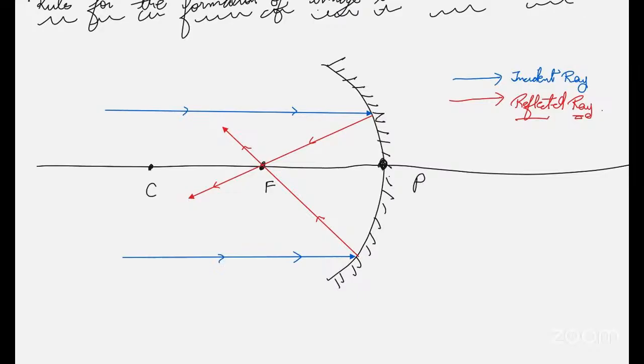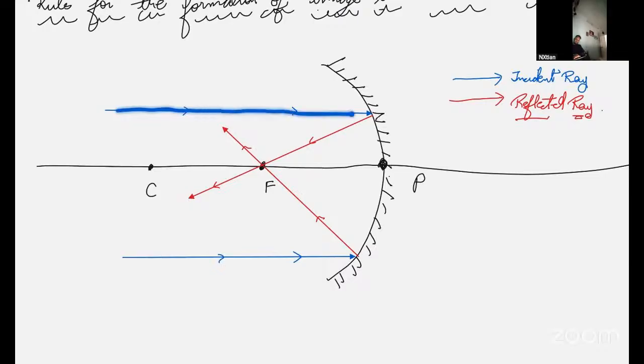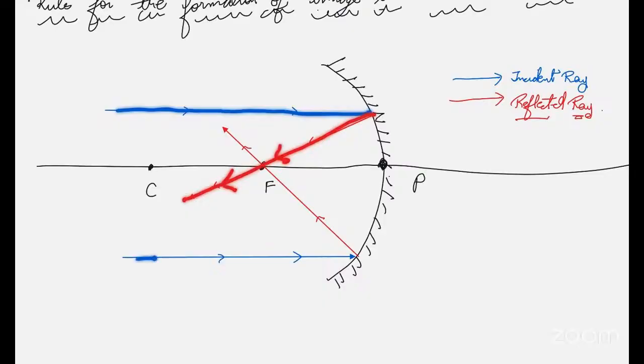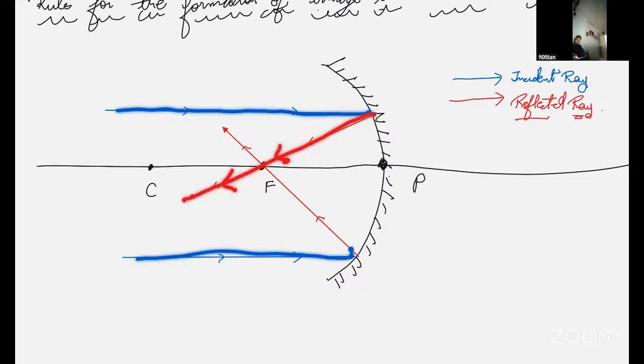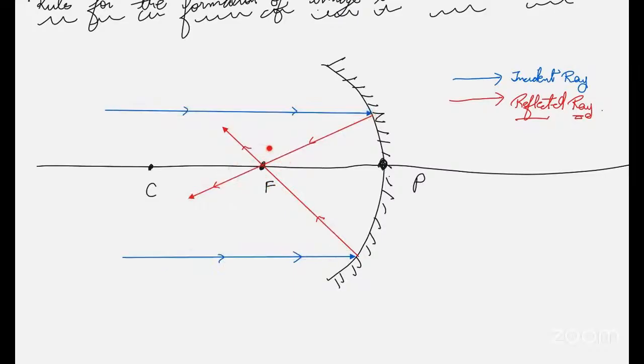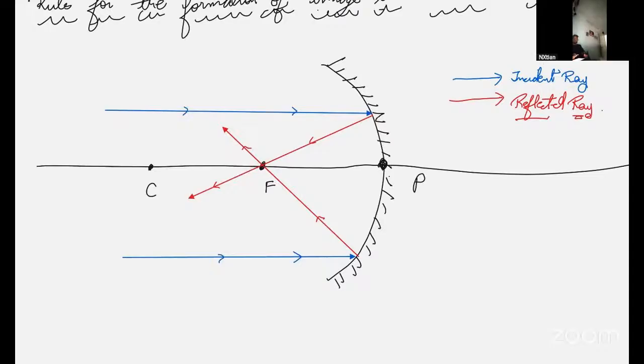See, the blue line is the incident ray. It is parallel to the black line, which is the principal axis. So after reflection, it will go to the principal focus, F. After reflection, it will go like this, a straight line. The reflected ray will go through the focus. Yeah, the red line will go through the focus, if the blue line is parallel to the principal axis, the black line.